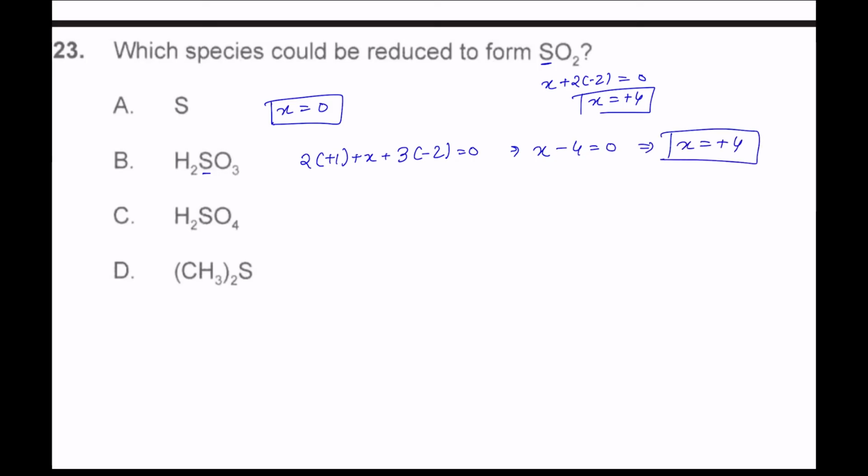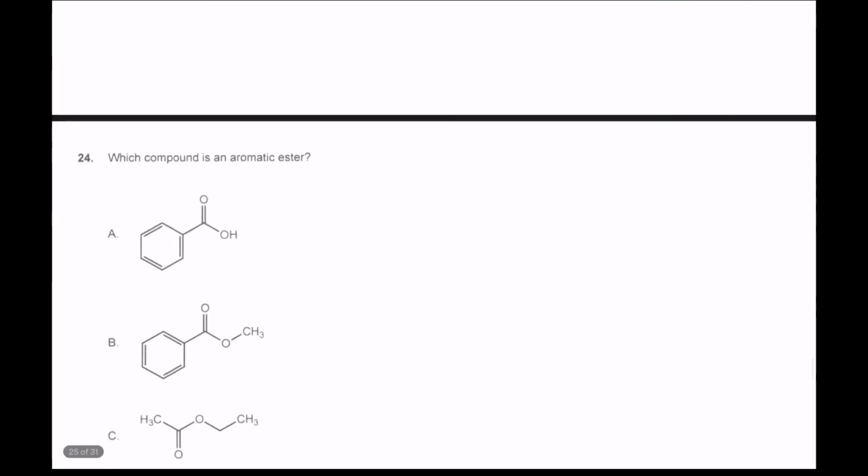For option B, the sulfur has the same oxidation state as in SO2, so we cannot reduce it. H2SO4, let's try. Again, I'll take the oxidation state of sulfur as X. No, it's not X plus 6, it's X minus 6 equals 0. So X is plus 6. So in option C, the sulfur in H2SO4 has a greater oxidation number as compared to sulfur in SO2. So we can actually reduce this to form SO2. So option C is the correct answer to this question.